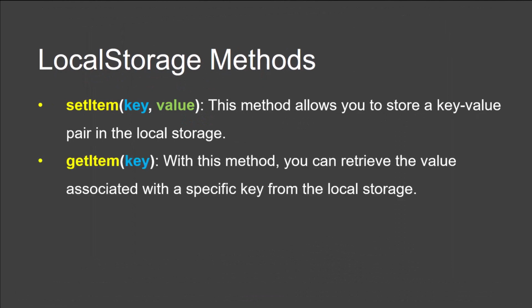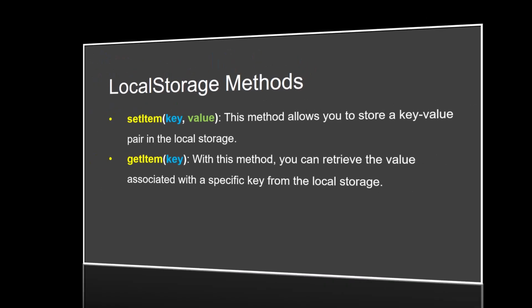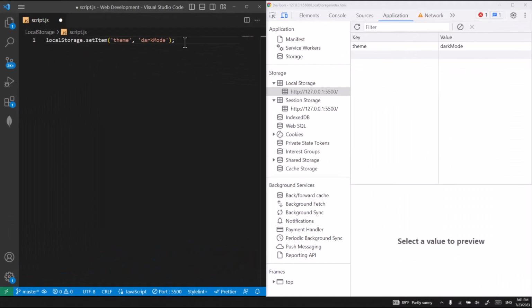Now that we have stored data using setItem, we can retrieve it using the getItem method. Just provide the corresponding key and local storage will return the stored value. It's like opening the labeled box and getting back what you put inside. To retrieve data from local storage, we use the getItem method like this.